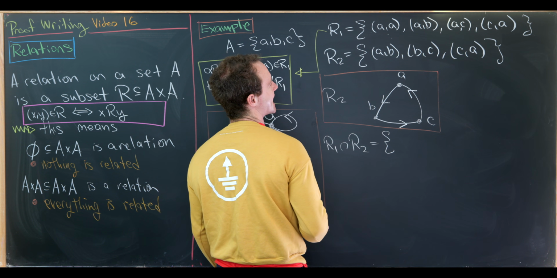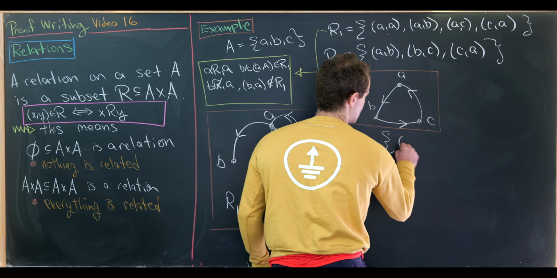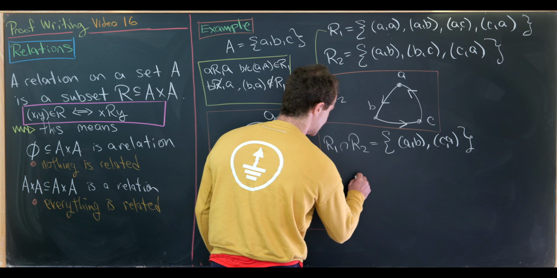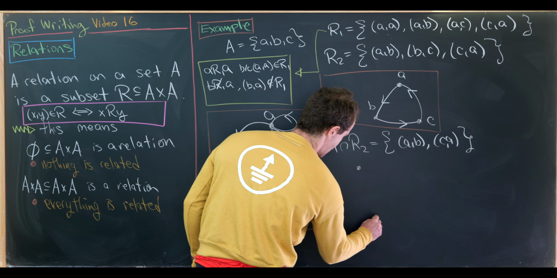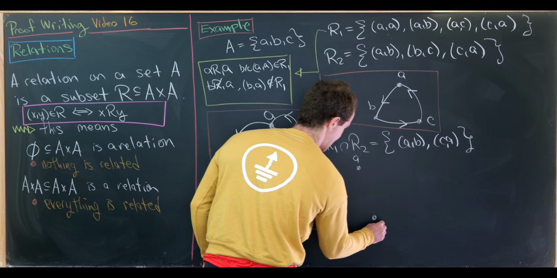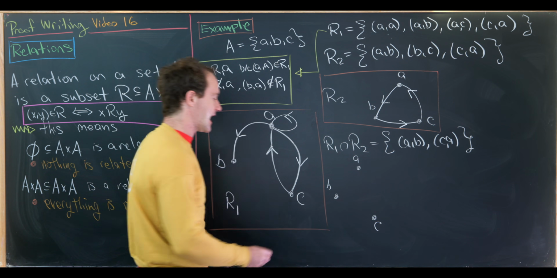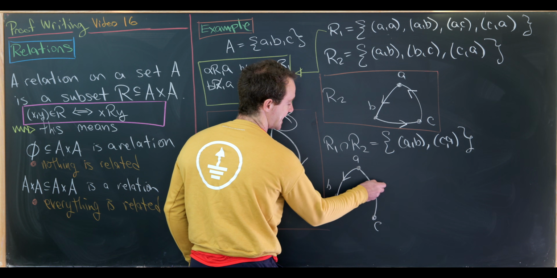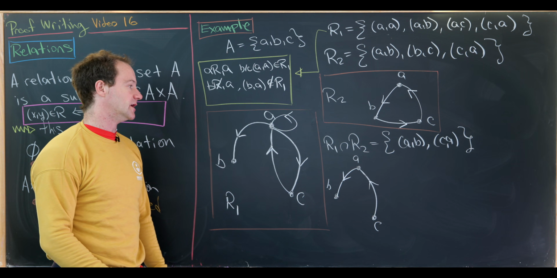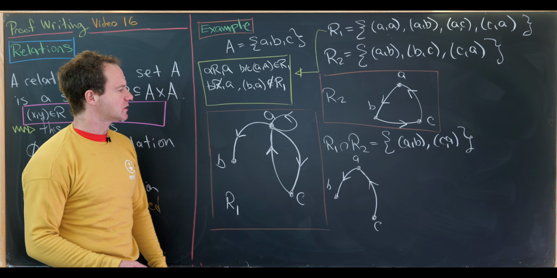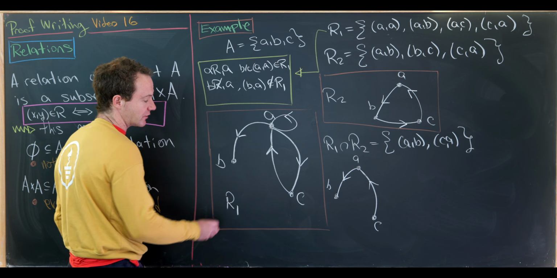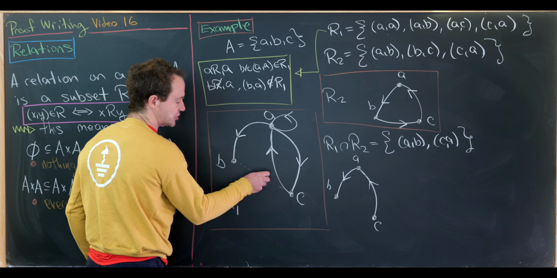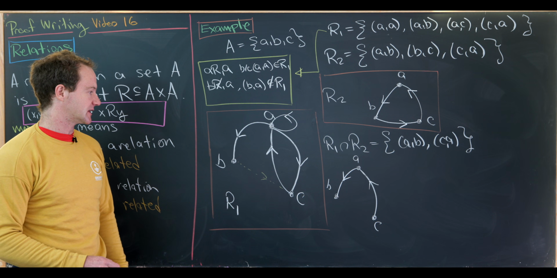So which elements do these have in common? Well, we have A comma B, and we also have C comma A, and that's it. So those are the only elements in common. So if we were to draw our picture again, labeling these A, B, C, then we would have an arrow from A to B, like this. And then we would have an arrow from C to A, and that's all we would have for R1 intersect R2. And then I'll let you look at R1 union R2, but what you'll get is exactly this graph right here for R1 with the inclusion of an edge between B and C, like this.